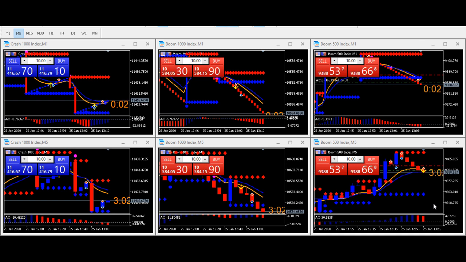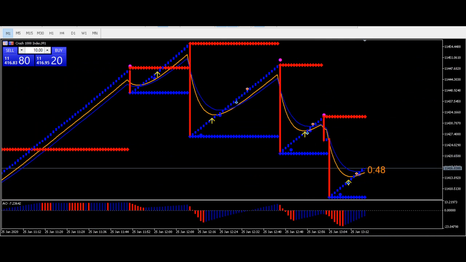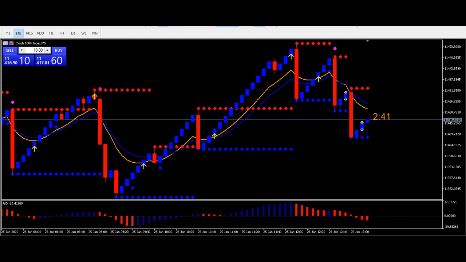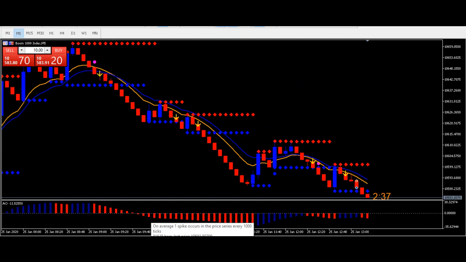What do I do? You open Crash 1000 in two places, 1 minute time frame, 5 minute time frame. Also, Boom 1000 in two places, 1 minute time frame, 5 minute time frame. You can see this is Crash 1000, 1 minute, Crash 1000, 5 minutes, Boom 1000, 1 minute, Boom 1000, 5 minutes.